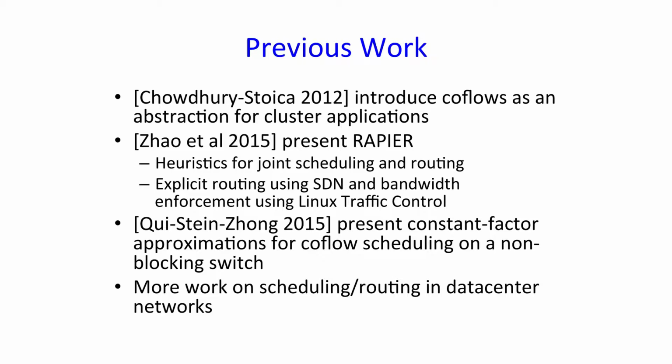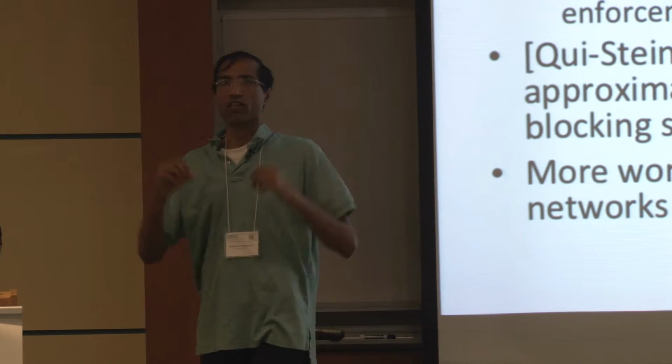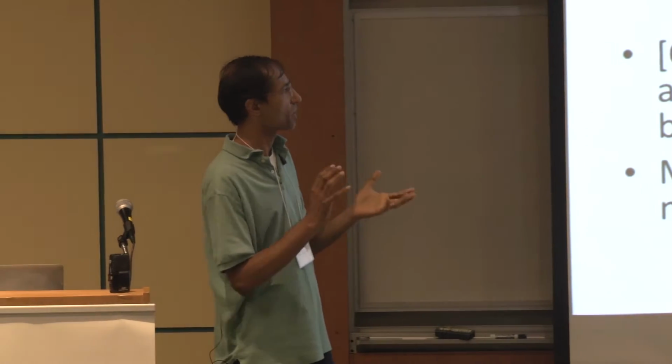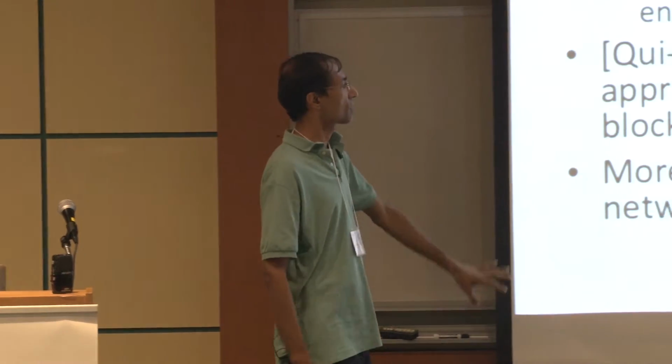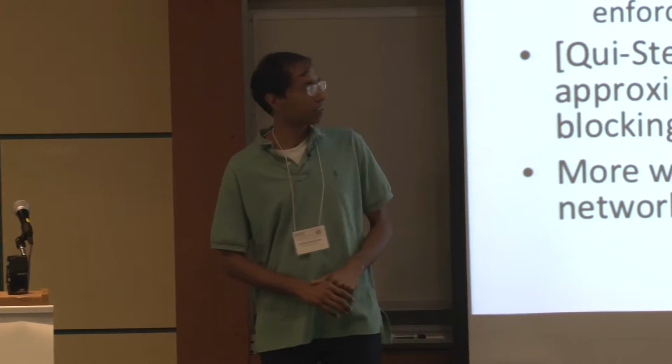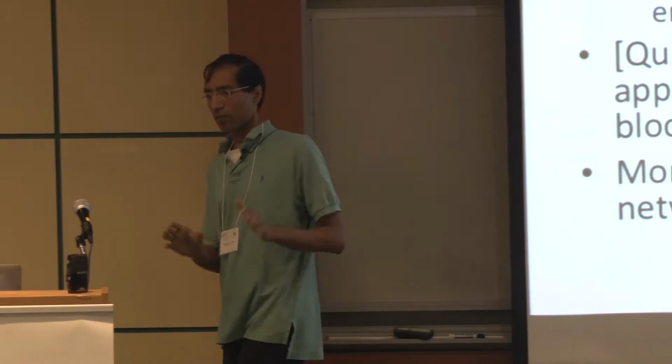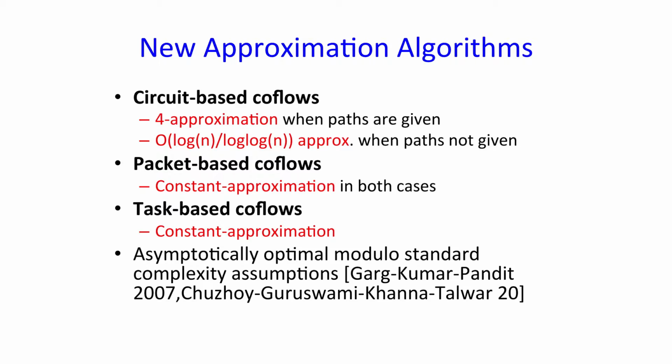On the theoretical side, Qiu, Stein, and Zhang presented a constant factor approximation for coflow scheduling in a specific situation where they're looking at coflows across a non-blocking switch. So it's for a special topology. And there is certainly more related work on scheduling and routing in data center networks, which I'm not going to talk about. So our focus is on trying to develop provably good approximation algorithms. These are all NP-hard problems, and I'll say a little bit about the complexity.